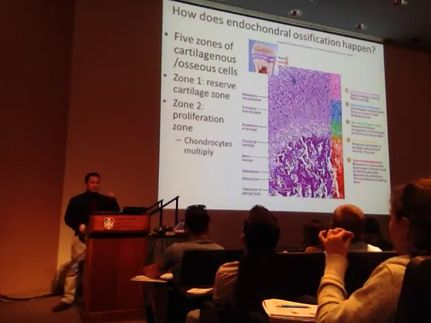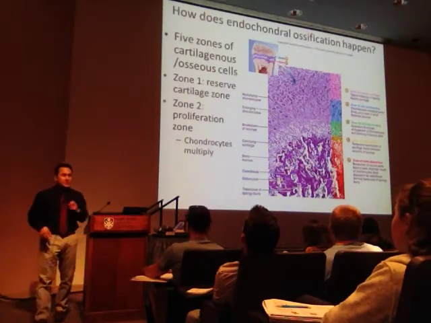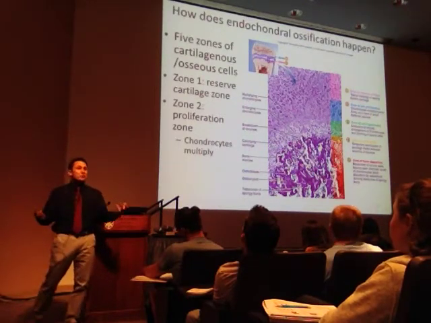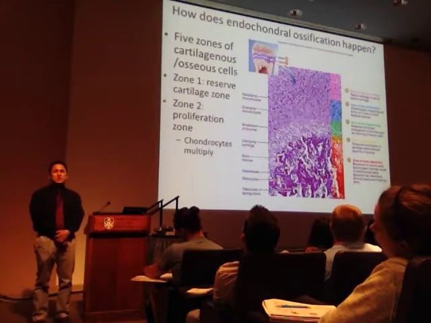Chondrocytes, that's cartilage cell. That's what that word means. Cyte, remember, cyte is a cell. Chondro is referring to a cell that makes cartilage.